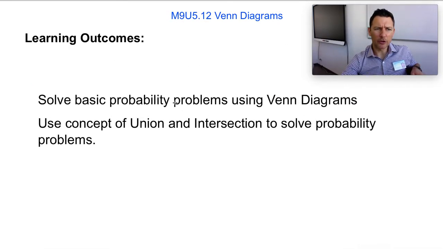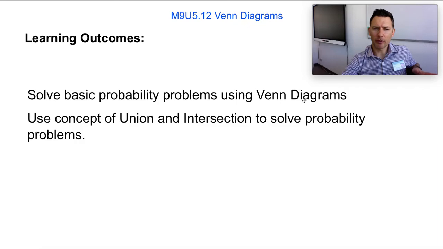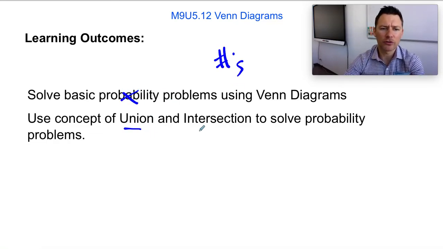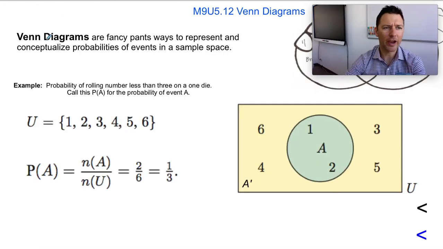When you walk out of here, I want you to be able to solve basic probability problems with Venn diagrams. In the end, we're going to find numbers and not really probability. That's the next set. I want you to understand union and intersection. Cool. So let's try it out. Put this in your notes. Venn diagrams are a way to represent probabilities and sample space.